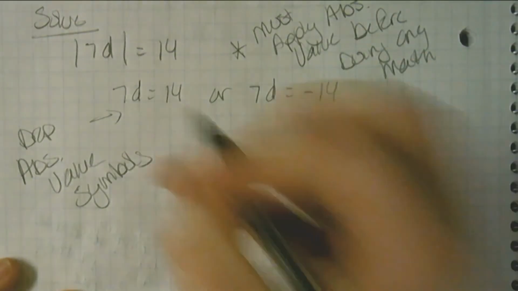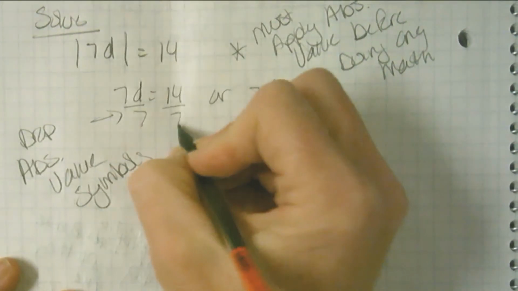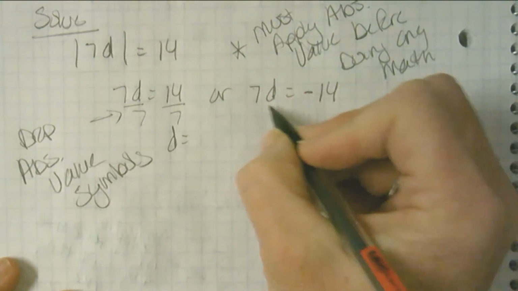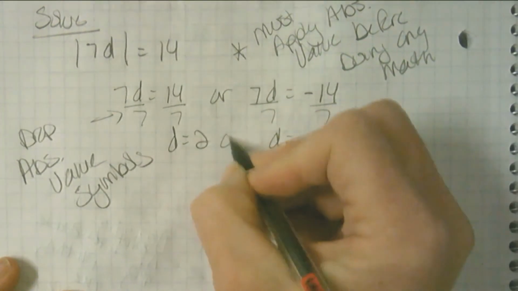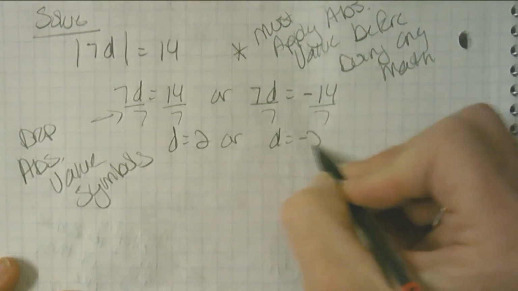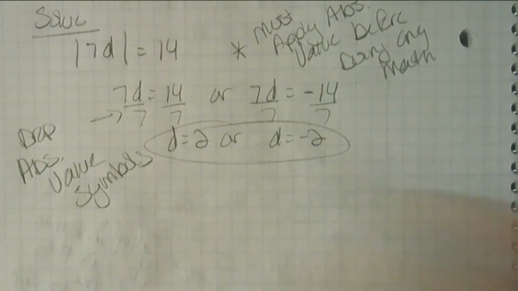All right, so Serena, I'm going to divide each side by 7. So what are my two possible solutions, Serena? So d is equal to positive 2 or d is equal to negative 2. And you're going to show that individually.